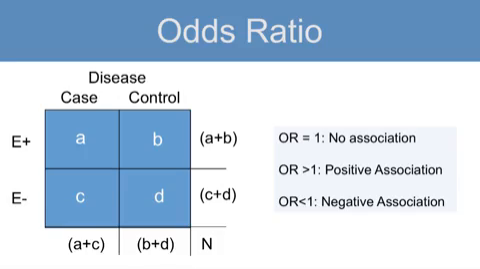Be careful of how you set up your 2x2 table here. The cross-product formula only works if the table is set up correctly. For this epidemiology MOOC, we will use the convention of disease on the top and exposure on the side. However, outside this course, you may see these switched.